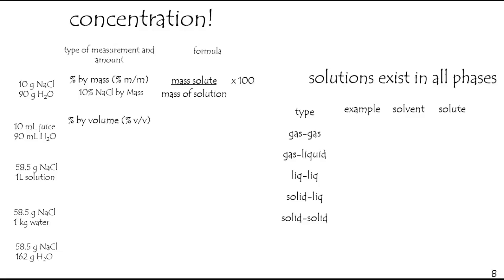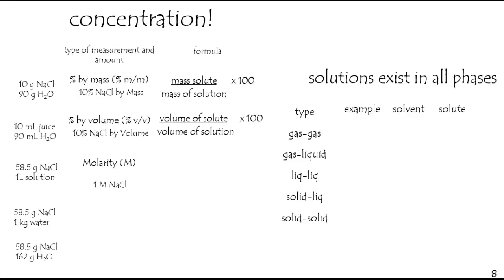10 mL juice and 90 mL of water would be 10% by volume by the same analogy. If we had 58.5 grams of sodium chloride in 1 liter of a solution, I notice that that's the molecular weight of sodium chloride, 23 plus 35.5. Therefore, we have 1 mole of solute in 1 liter of solution, and since molarity is defined as the moles of solute over the liters of solution, that would simply be 1 over 1, so we have a 1 molar solution.